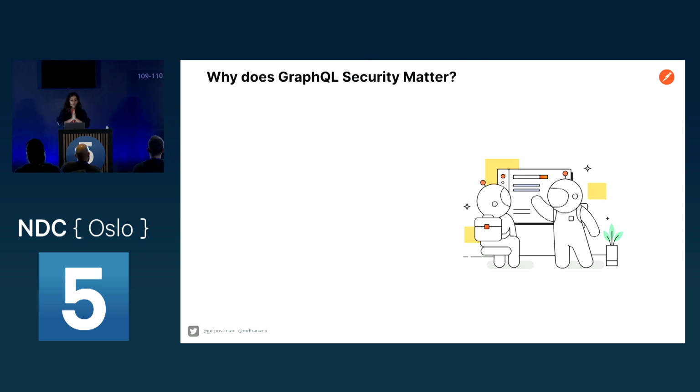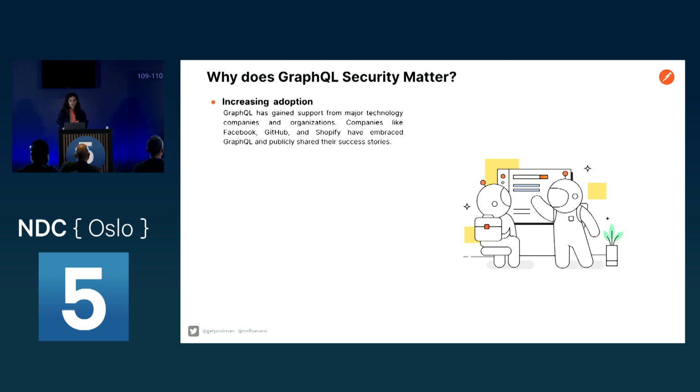Okay, so coming to the crux of the matter, we've looked at the history of GraphQL and what GraphQL is, and before we delve into security, we just need to know why it matters. Isn't it the same as securing other APIs? So one of the reasons that it matters is its increasing adoption. It's in a hyper-growth phase.